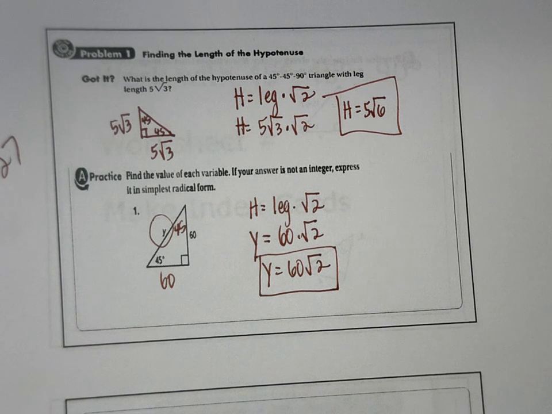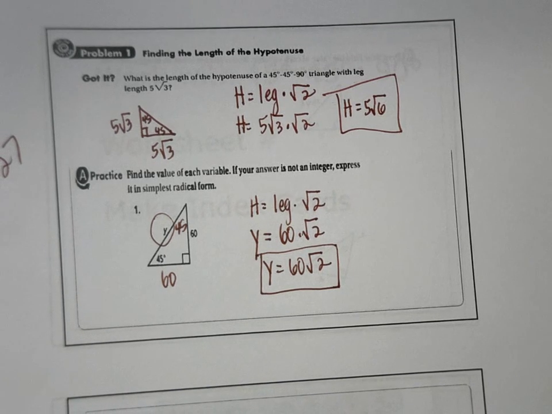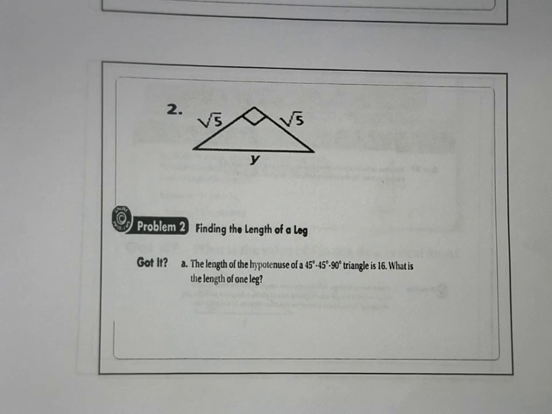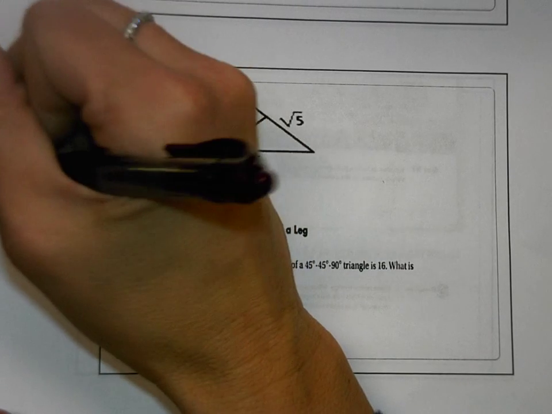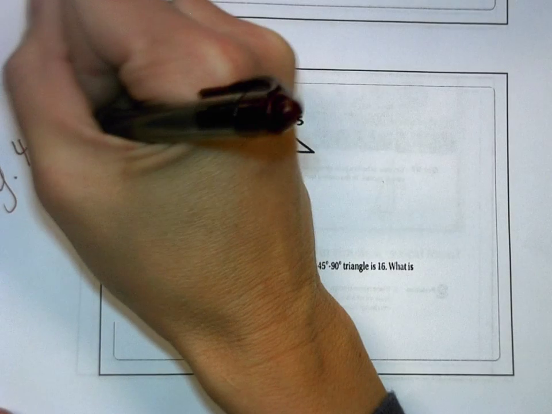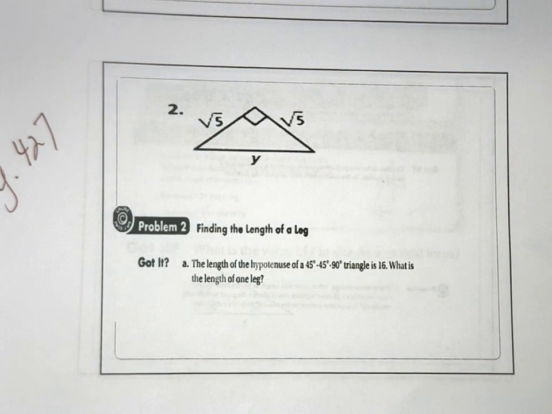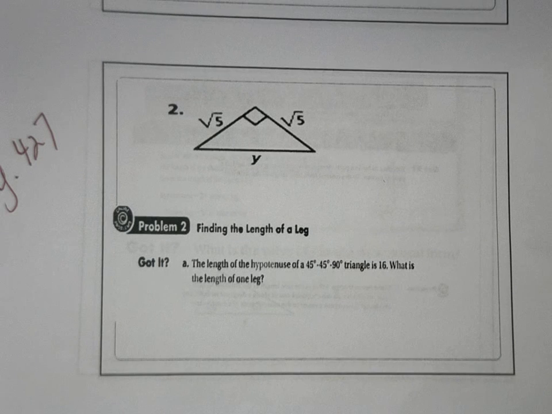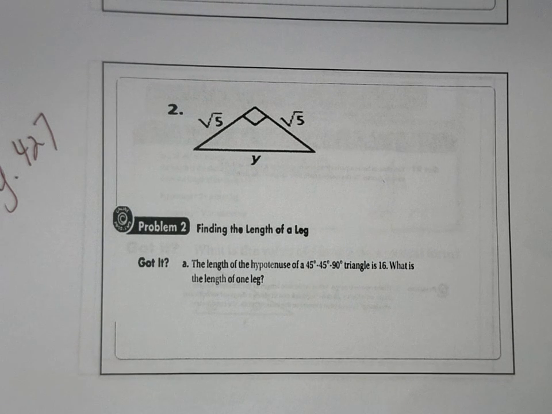Okay, we are moving on to problem number 2. You need to find the value for y. I'm going to give you about 30 seconds to find that answer. Don't forget to write the equation. All right, do I have a volunteer to come up and do number 2 for Candy? Okay, Kate, come on up.